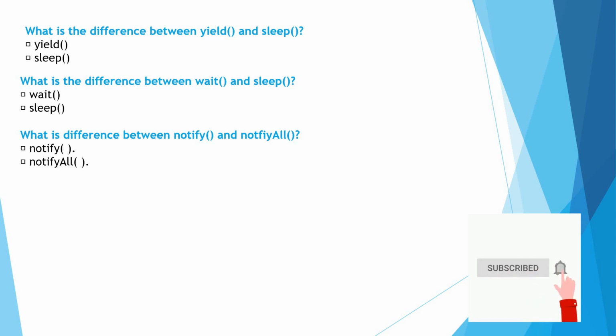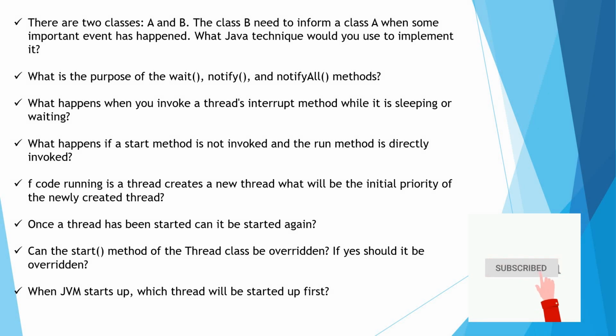So what is the difference between notify and notify all? Notify wakes up the first thread that called wait on the same object. Notify all wakes up all the threads that called wait on the same object. The highest priority thread will run first. I think priority is also important. Now these are the questions.